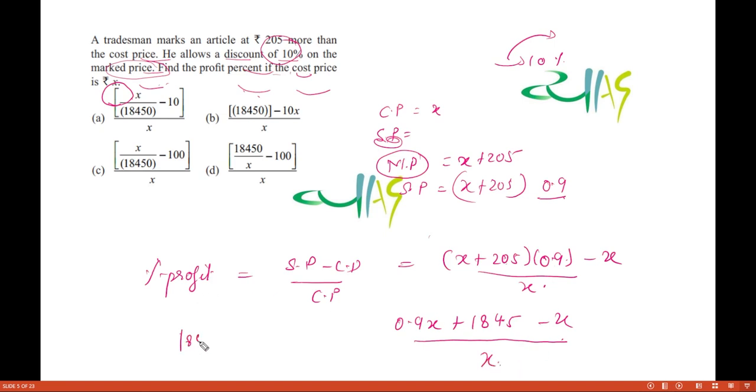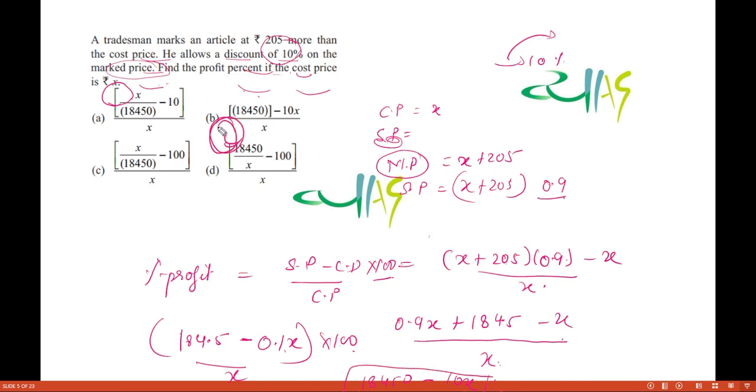Now this is 184.5 minus 0.1X, divided by X. And since this is profit percentage, 100 will also be multiplied. So this becomes 18450 minus 10X, over X. So this is the thing. I hope everybody is clear with this.